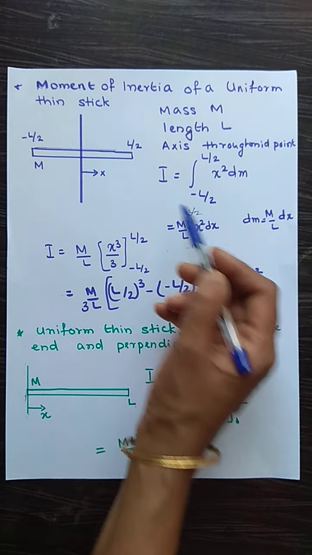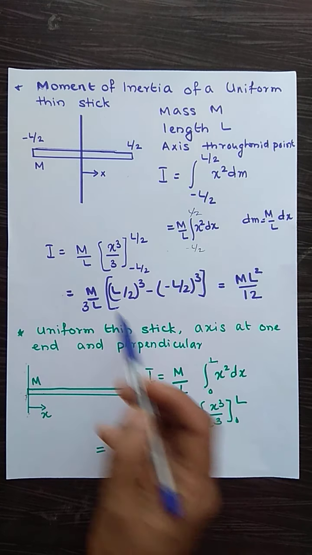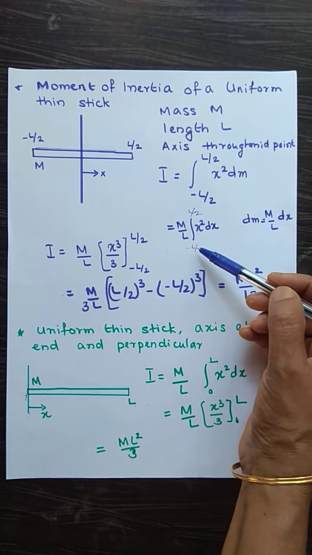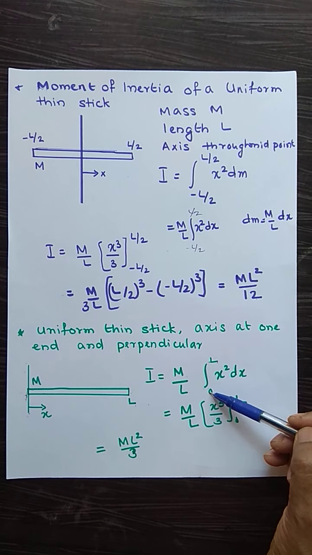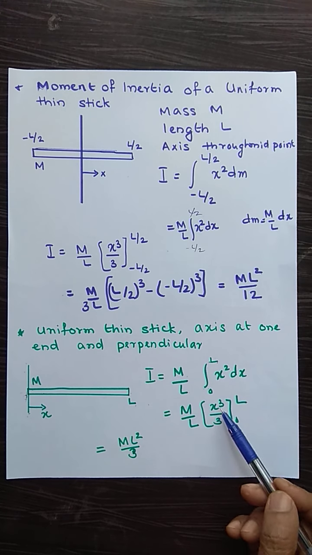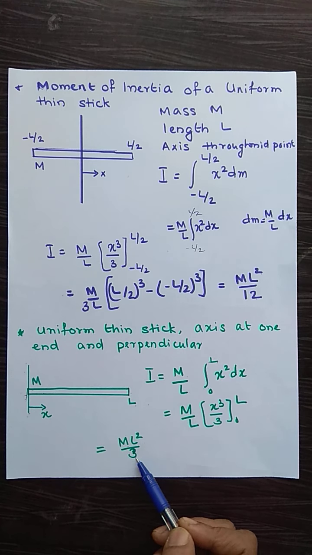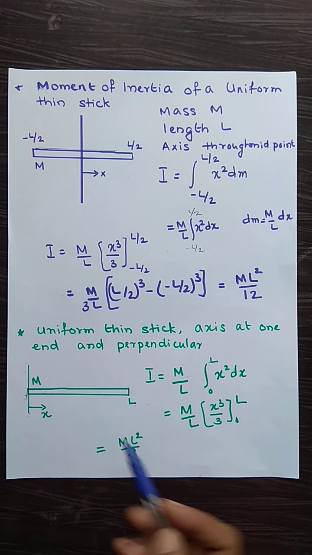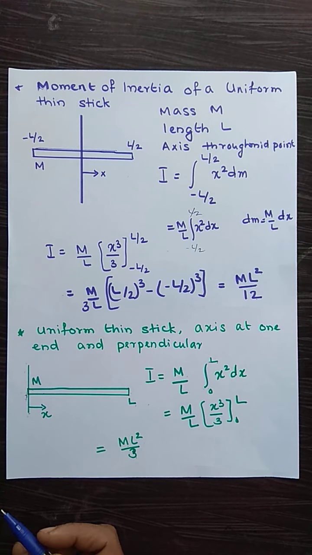Again, this very same formula we are applying, only thing we are changing is the limit. So you get M by L, similar to what we have done here, M by L integral x square dx. The limit is changing from 0 to L. You substitute your limits, you get ML square by 3. So that is the moment of inertia of a uniform thin stick for an axis at one of the ends and perpendicular to its length.